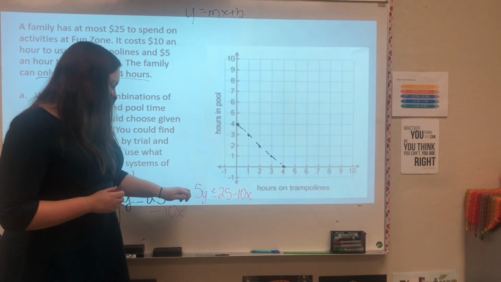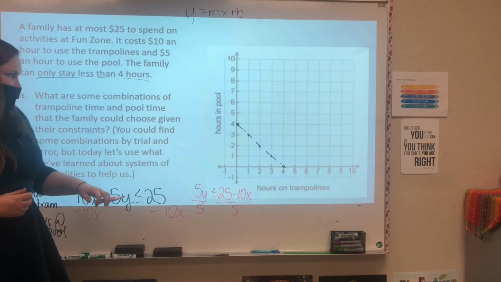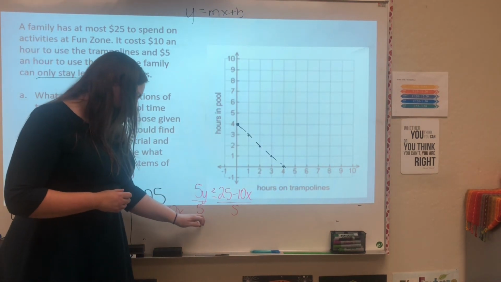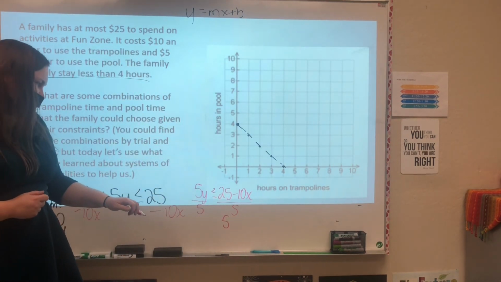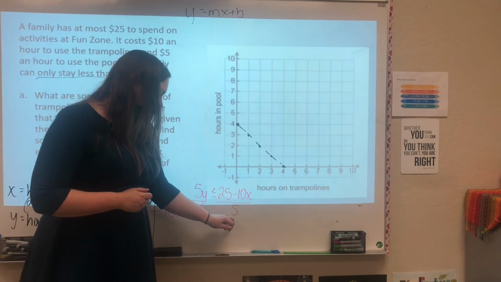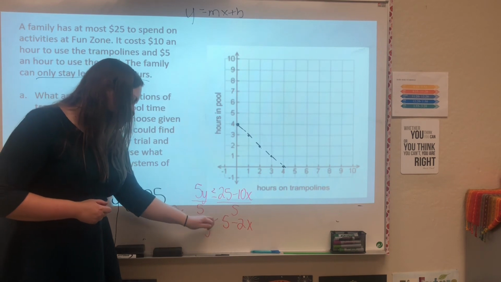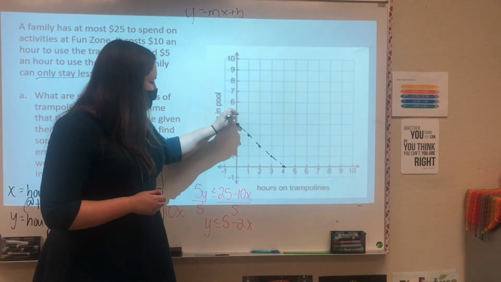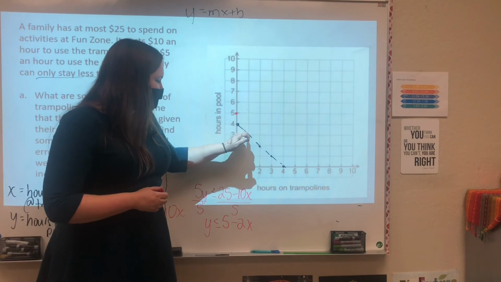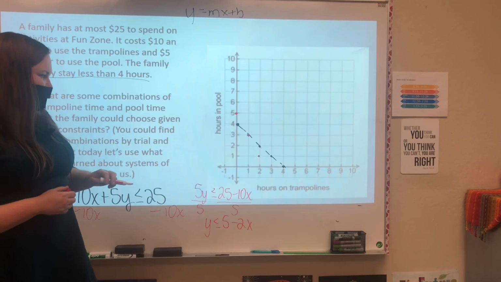So you divide both sides by 5. That would give you 25 divided by 5 would be 5. And then negative 10 divided by 5 is negative 2x. And then y is less than or equal to. Perfect. So if I graph our second one, start at 5, and then go down 2, over 1 for each point. And then for our line, it's solid.